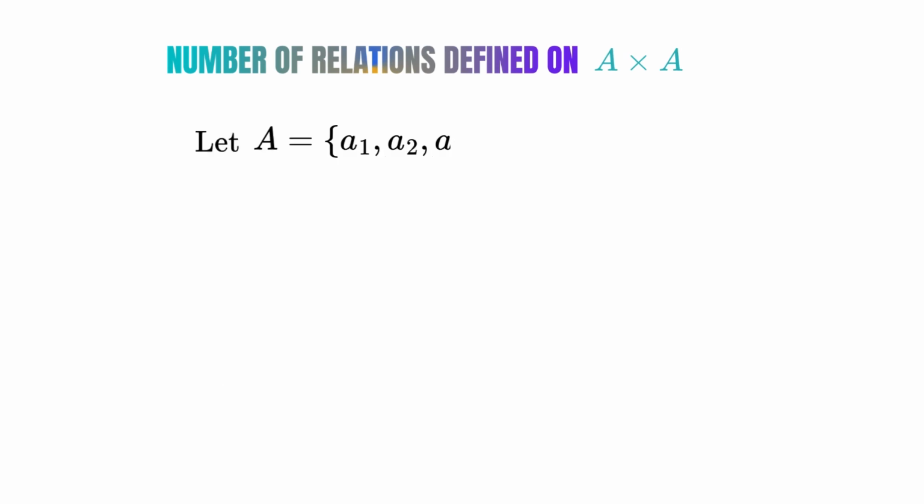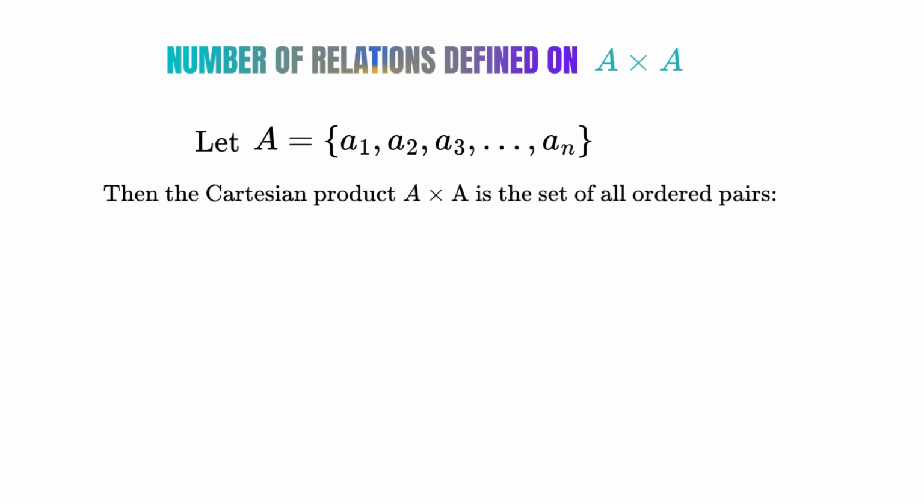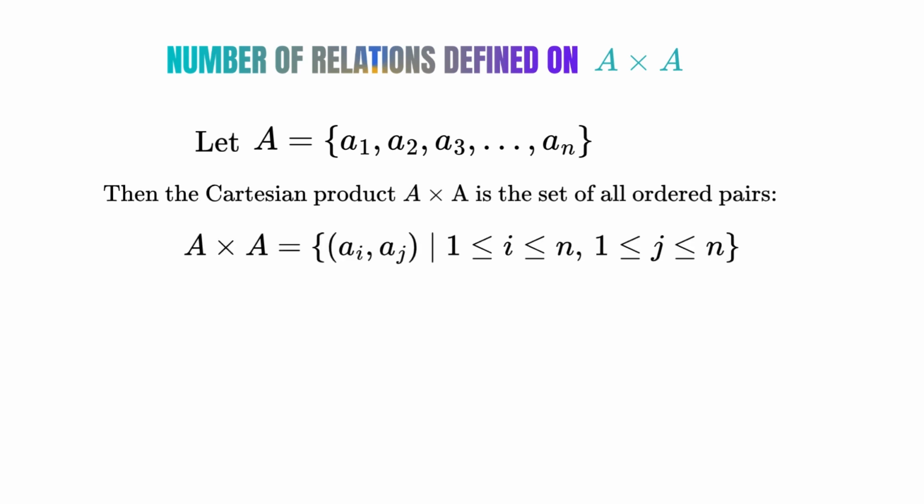Let set A have n elements. Then the Cartesian product set A cross A is the set of all ordered pairs. This means we're pairing every element of A with every other element of A, including itself. So how many ordered pairs will we get? It's n square. Now how do we define relations? It's just a subset of A cross A. So the number of relations will be 2 raised to the power n square.